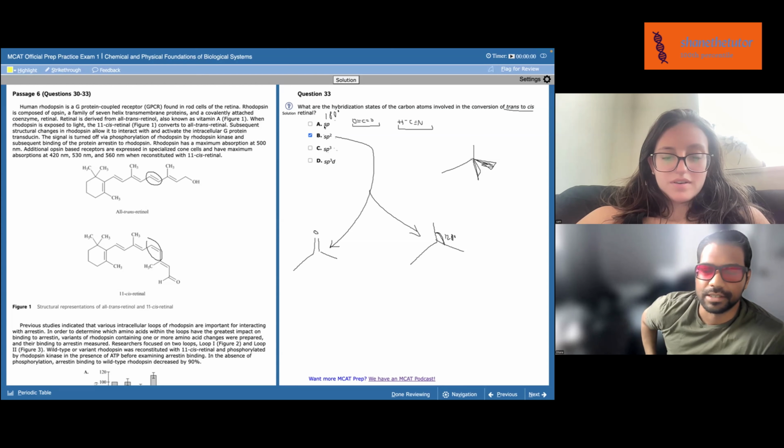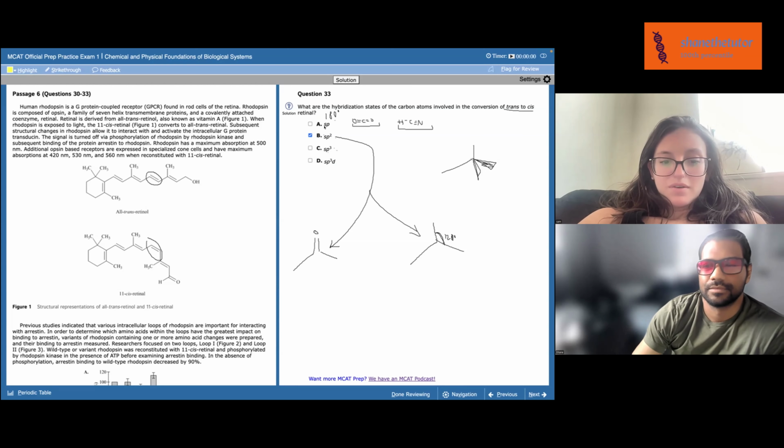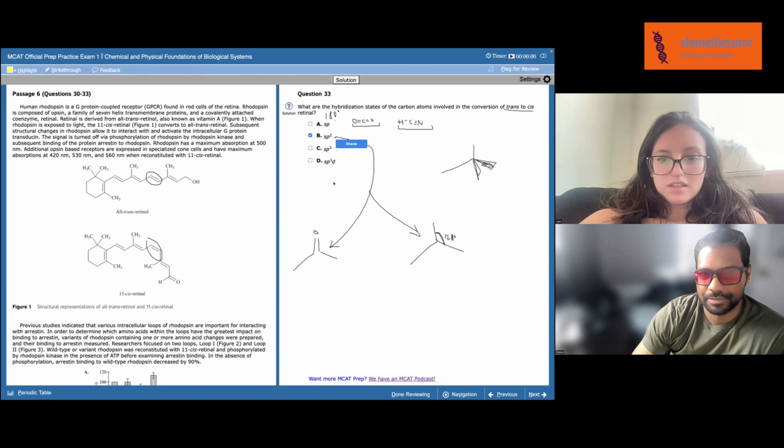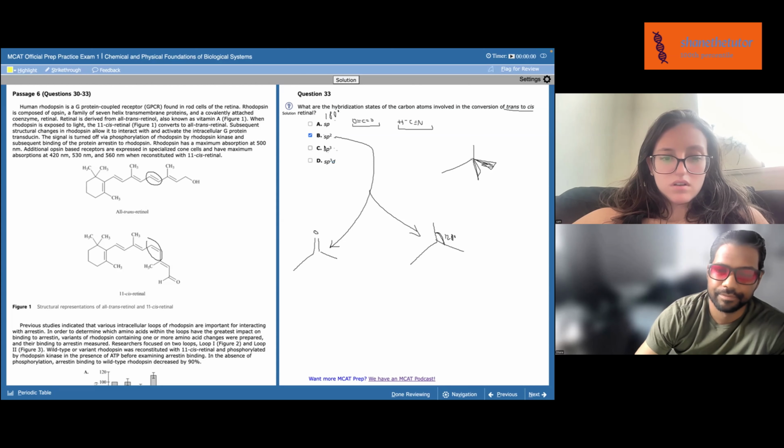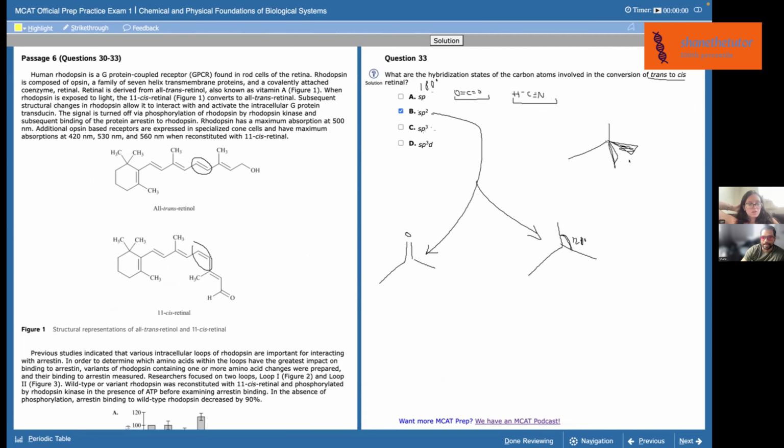You lost me at some point there, but I think I understand that this is sp2, sp1 is linear, and this will be tetrahedral, sp3. What does that look like? That's this? Uh-huh. Okay, all right, sounds good. And then once you get to configuration, that's the crazy thing.